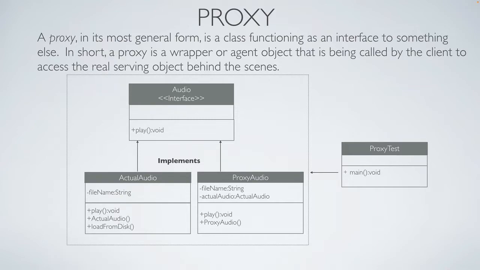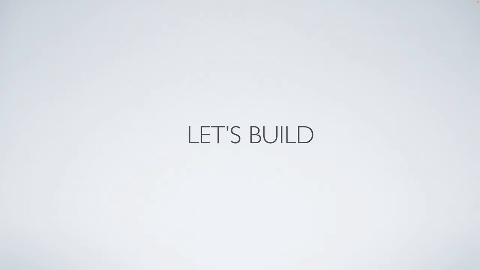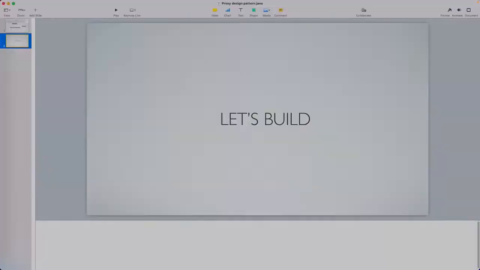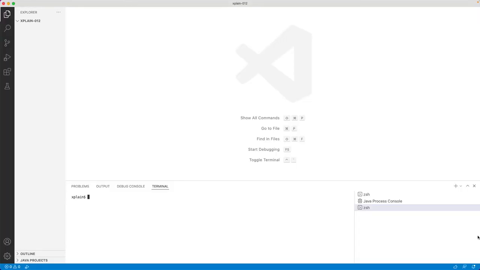For example, let's take an audio file where the actual audio file class would be used to load the file from the disk, whereas the proxy audio would use the actual audio file and it will serve the requester. Instead of exposing the actual audio file directly to the requester, we would be proxying through the proxy audio file. Let's build this example and see how it works. Let me open my Visual Studio Code.